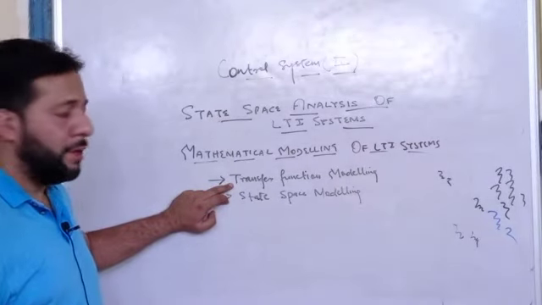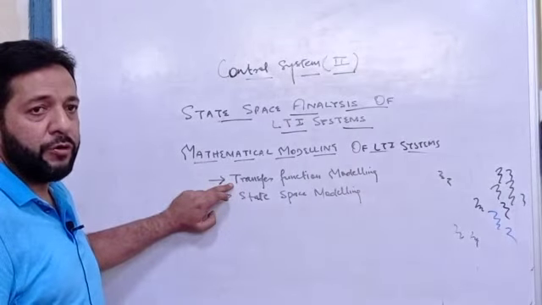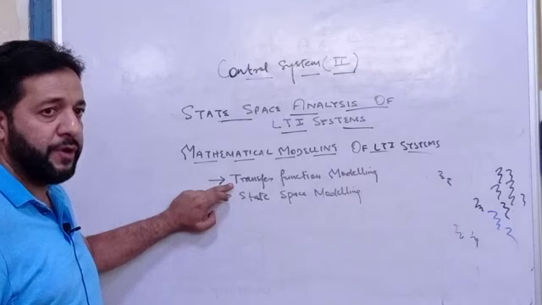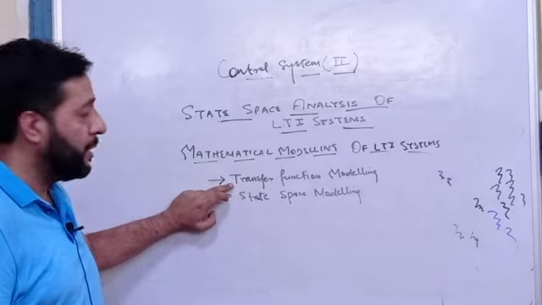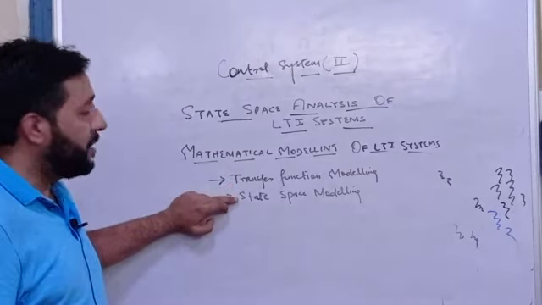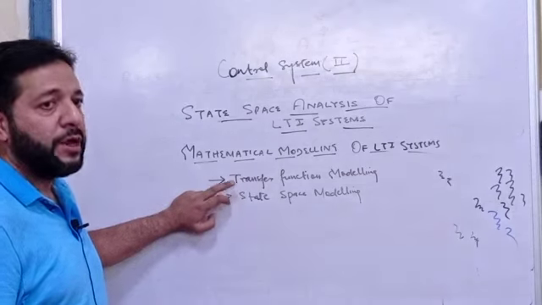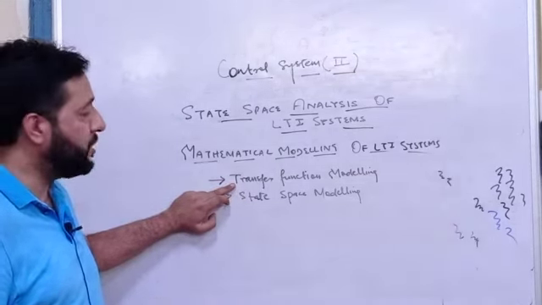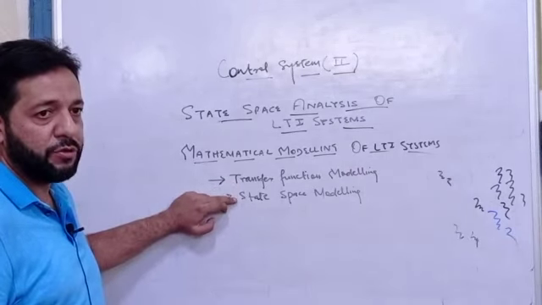Is it visible? Yes, sir. Input-output modeling means you model a system as the ratio of the Laplace transform of the output variable to the input variable, right? State space modeling is another way of looking at the same system, looking at the same system in a different way. That's what state space modeling is.